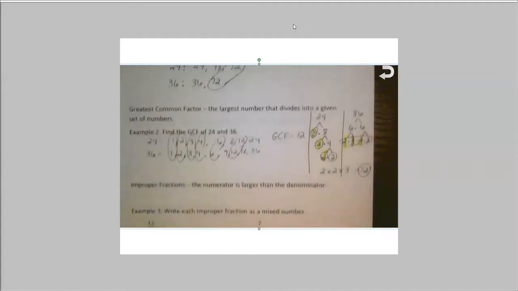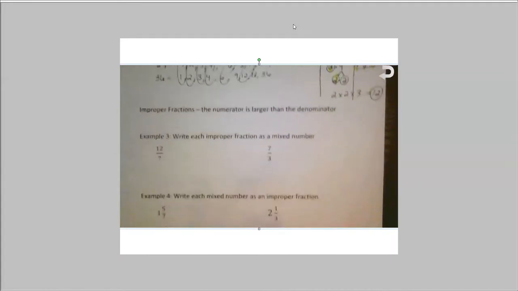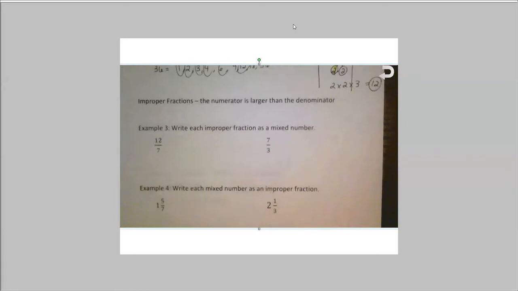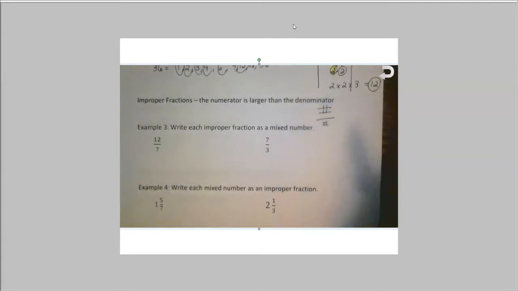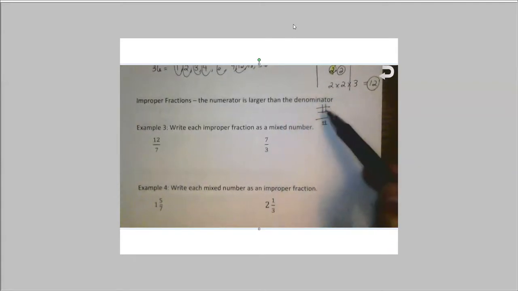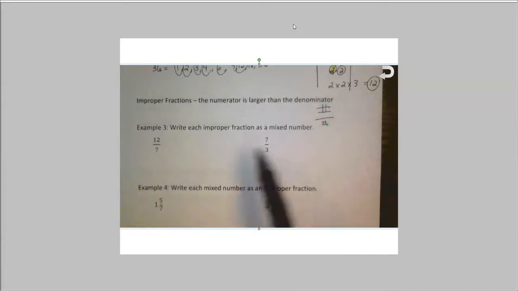Okay, moving along. Next, we're going to study some about fractions. The definition for an improper fraction: it is a fraction whose numerator is larger than the denominator. That means the number on top is bigger than the number on the bottom. So the larger number is in the numerator, the denominator is smaller. Here are some examples of improper fractions, 12/7 and 7/3.